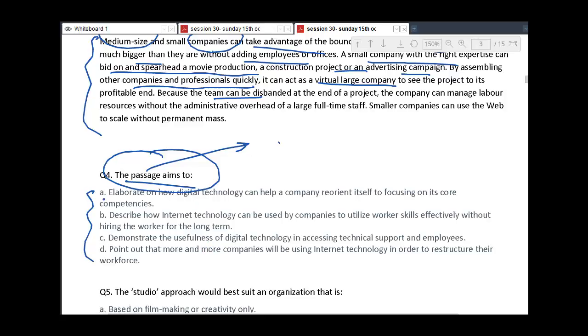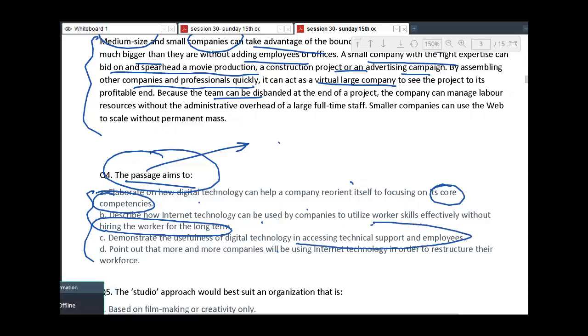So it says elaborate on how digital technology can help a company reorient. So is it only about core competency, people? Describe how internet technology can be used by companies to utilize worker skills effectively without hiring workers in the long run. So without hiring workers in the long run. Okay. Demonstrate the usefulness of technical support. It is not focusing on this. Demonstrate the usefulness of digital technology in accessing technical support and employees.